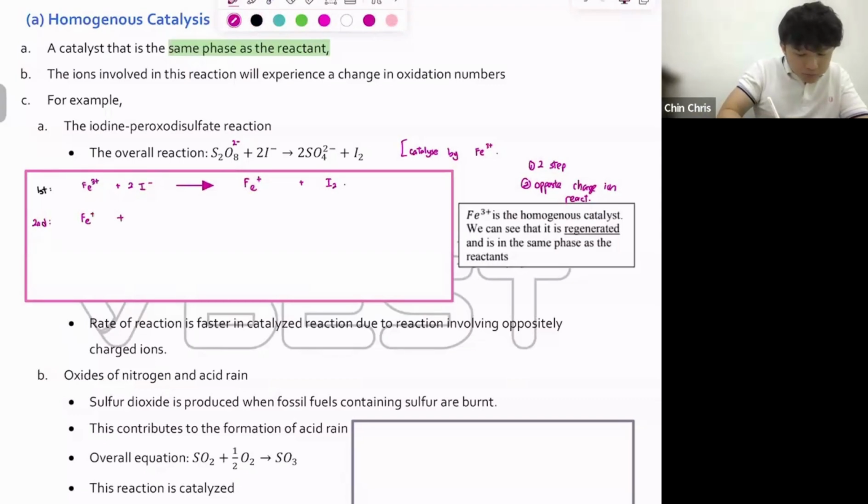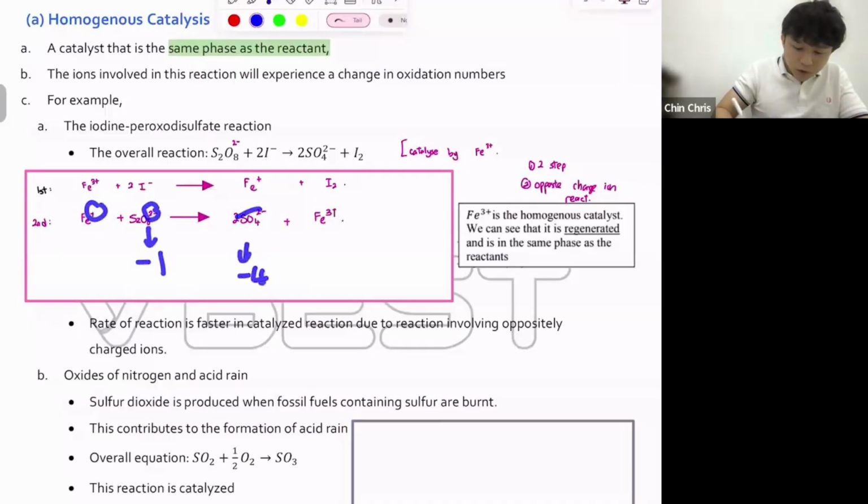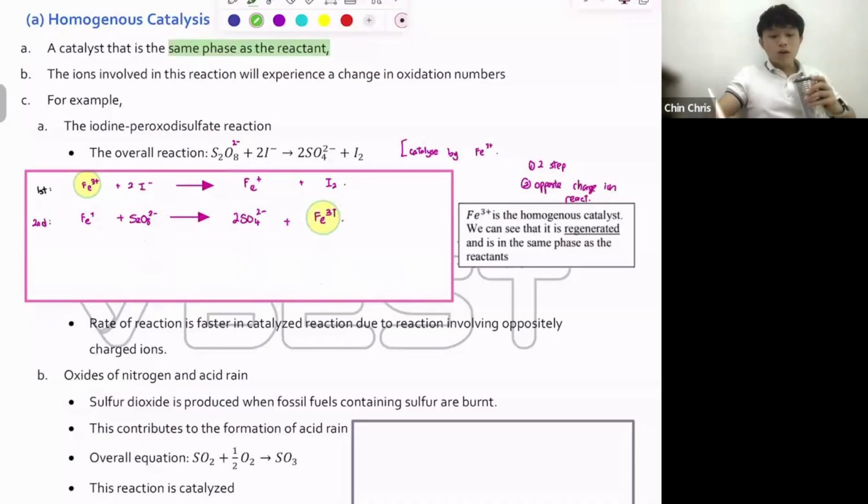Fe plus S2O8 2 minus turns into 2SO4 2 minus and Fe3+. Check the charge. 2 minus 1 plus is minus 1, correct? 4 minus 3 plus is also minus 1. That's it. So guys, do you see that Fe3+ is acting as a catalyst, by an intermediate species? Fe plus is the intermediate species, right? Understand?